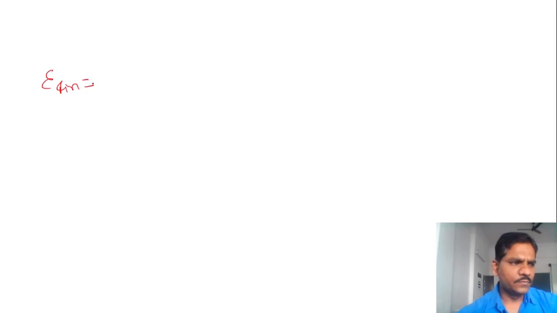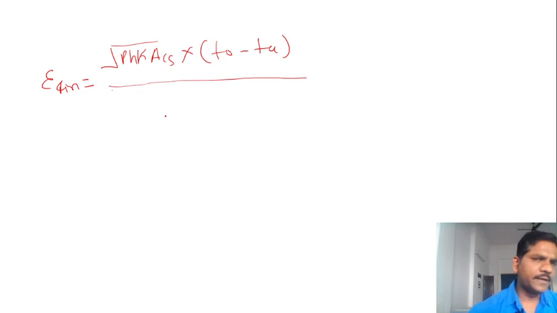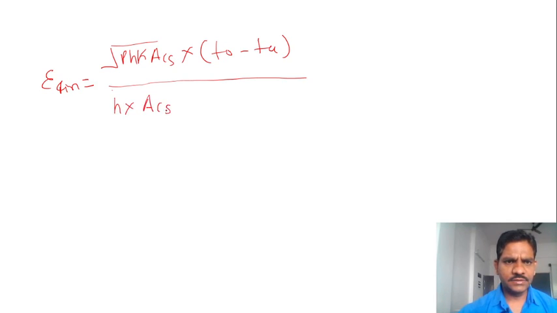So what is the change in the formula? The effectiveness of a fin becomes: with fin means under root P H K ACS into T0 minus TA, divided by H into ACS into T0 minus TA. Okay. So if you observe in this situation, guys, this and this cancel.